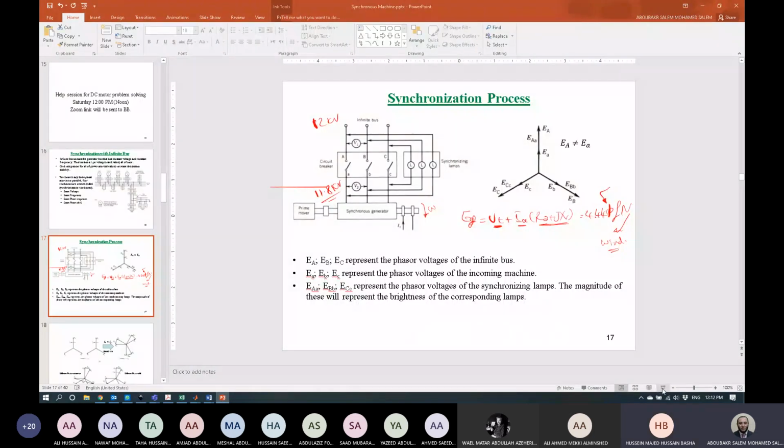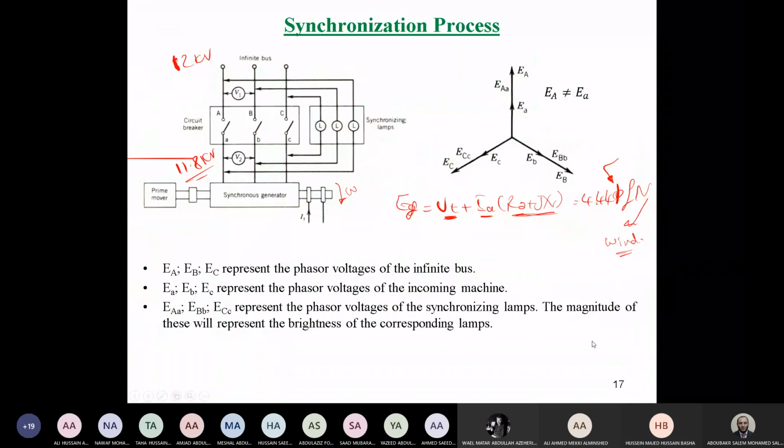Okay. Doctor, sorry, the phase shift before, between which and which? Phase shift between two sources, generators, or a generator and an infinite bus. Okay? Right. And we need to adjust the speed to fulfill the four conditions of synchronization.